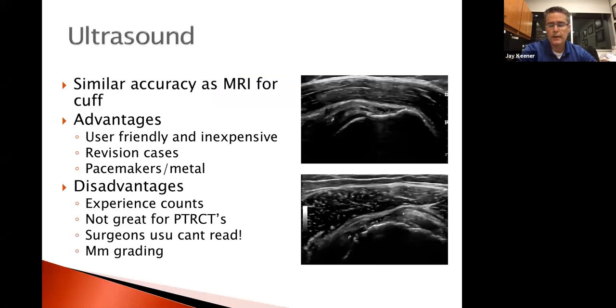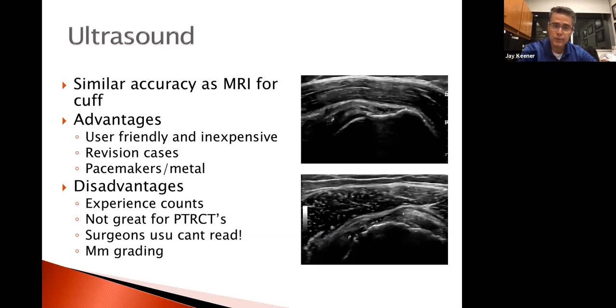Ultrasound is a great study to use, I think, especially for research purposes. It's very user-friendly, it's inexpensive, it's very helpful in revision cases, and in some studies more accurate than MRI in revision cases. It's ideal for patients who have metal or pacemakers. The disadvantage is experience really counts. So I'm spoiled here. I have radiologists that are adept at using ultrasound.